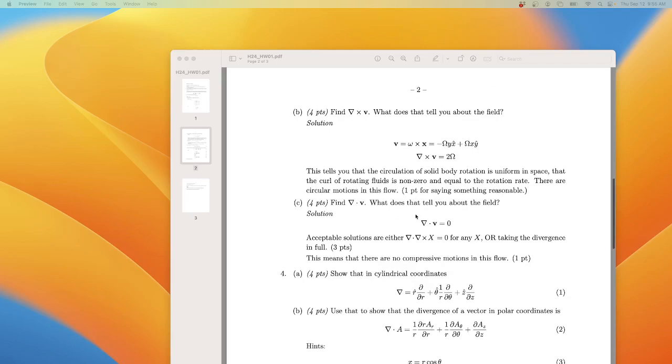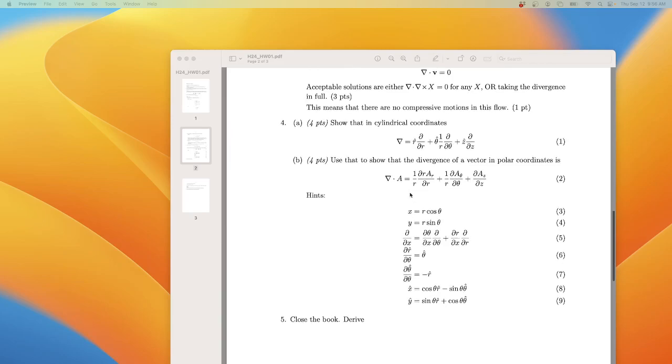And then div v is 0, so you find that div v is 0. And that means there's no flux across any surface. So there's no inward or outward radial velocity, because nothing is moving across any given radial surface.